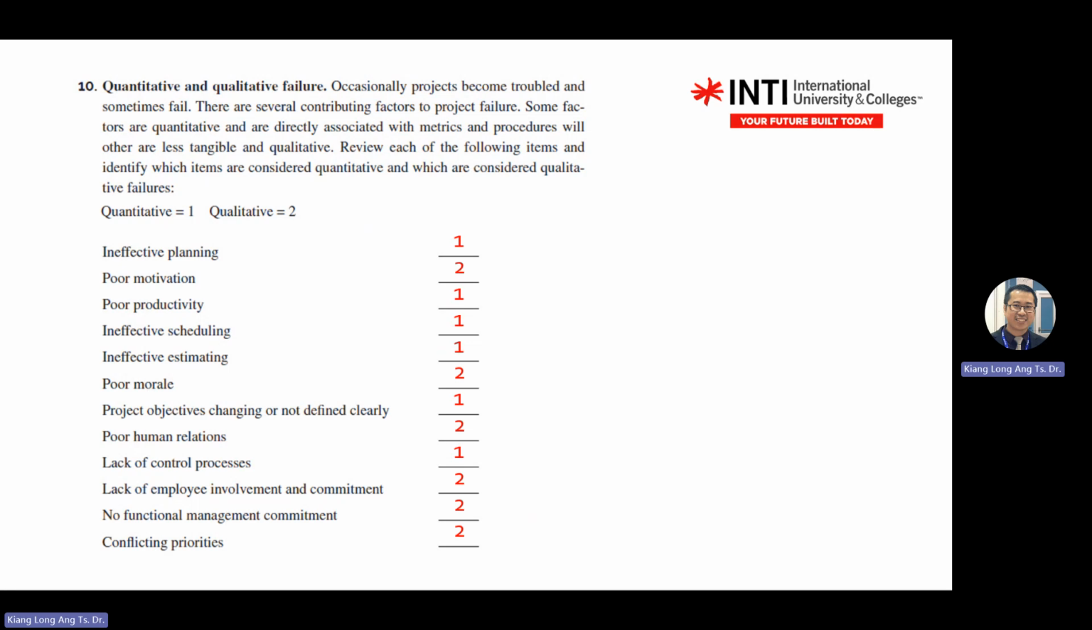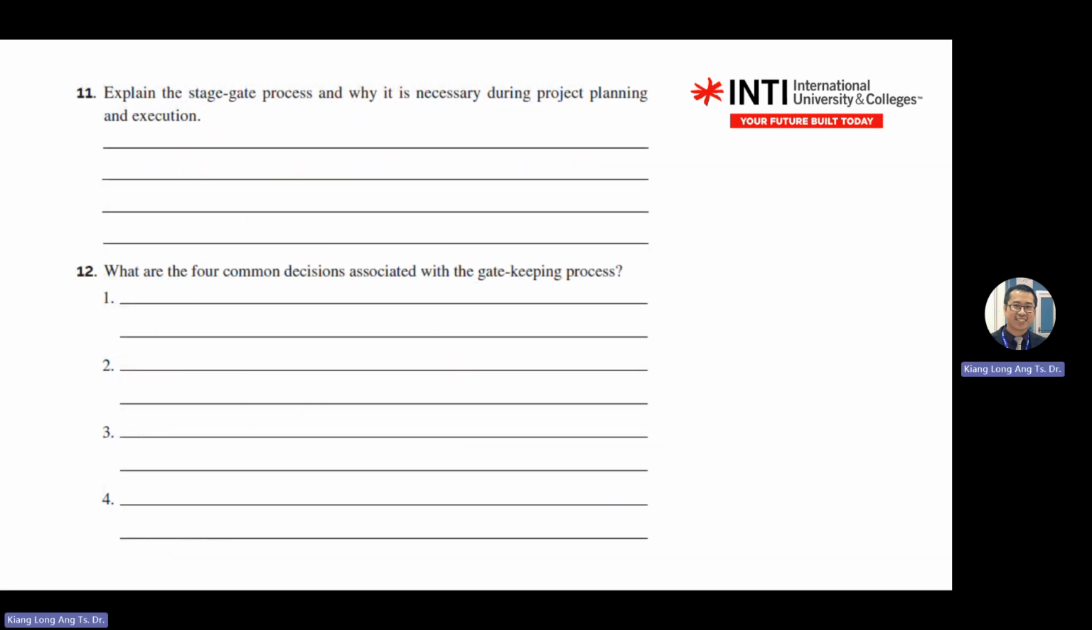So when you go to work, just be careful on the qualitative things. For example, conflicting priorities. How you manage this one is through communication and relationship. Okay, because you cannot force functional managers to give you things. You cannot force them. So you need to communicate well.